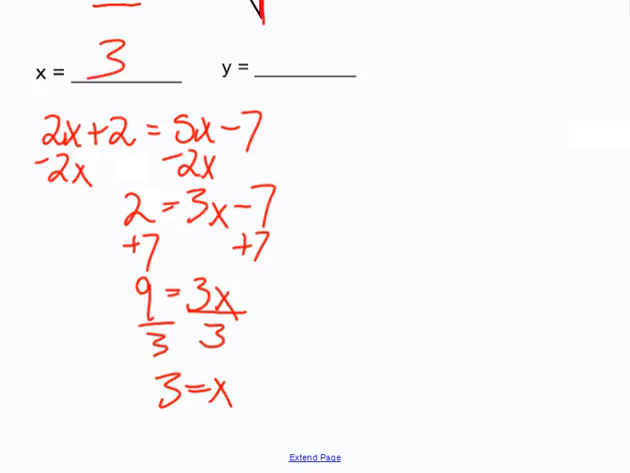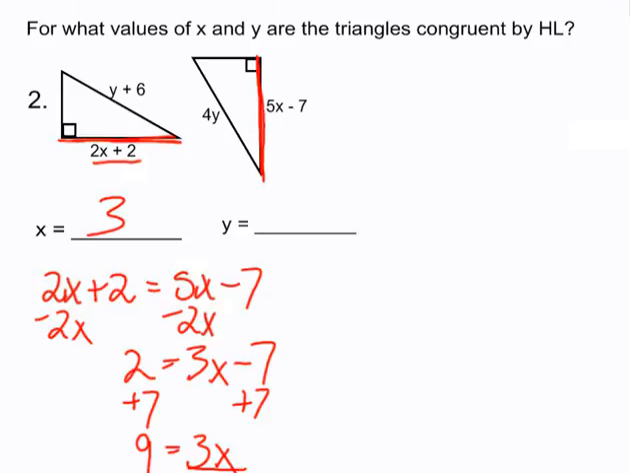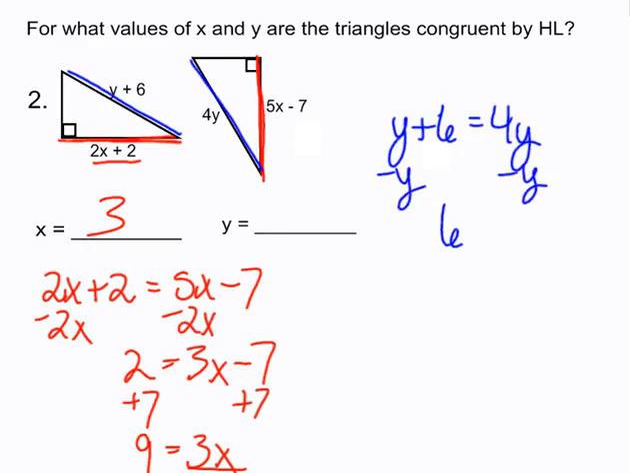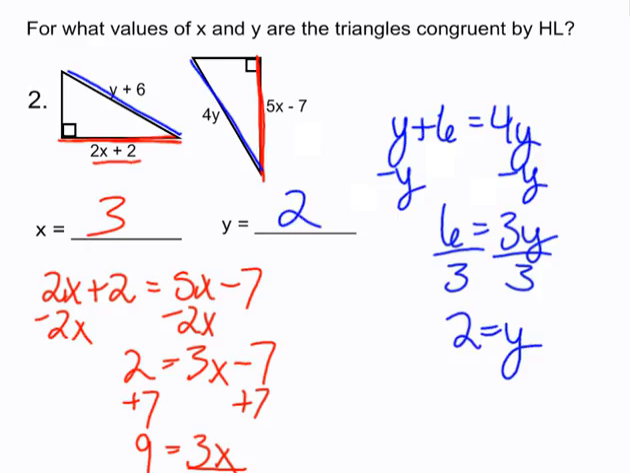For my other side, for y, this is on the hypotenuse, and this is on the hypotenuse. If those triangles are congruent, then the hypotenuses are congruent, so I'm going to set these equal to each other as well. To solve, I'm going to subtract over my y, and then divide. So my y is 2.